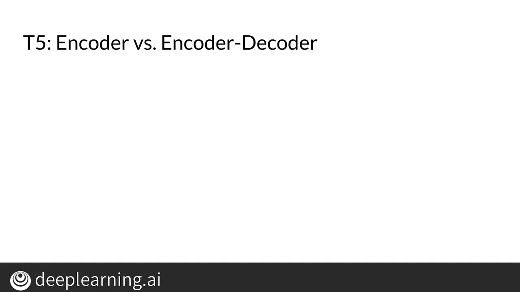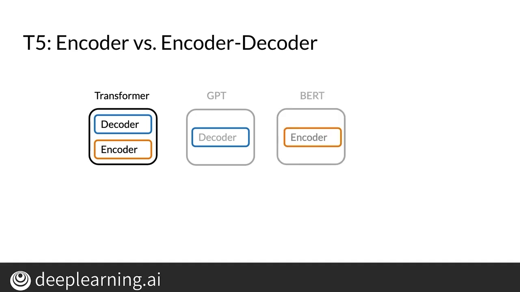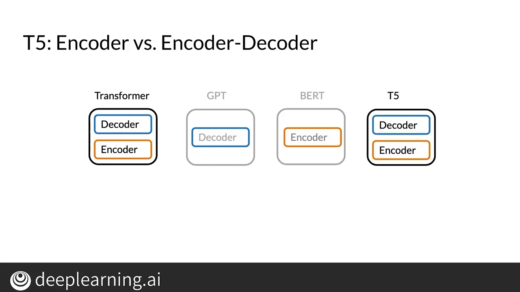So let's look at encoder versus encoder decoder. So over here you have the transformer, which had the encoder and the decoder stack. And then you had GPT, which just had decoder stack. And then BERT, just the encoder stack. So T5 tested the performance when using the encoder decoder, as in the original transformer model. And the researchers found that the model performed better when it contained both the encoder and the decoder stacks.